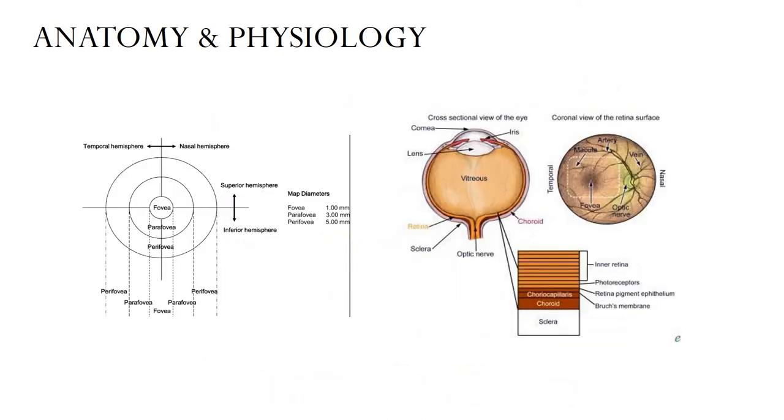Coming to the fovea, we all know it is located temporal to the optic disc. Anatomically it can be divided into fovea, parafovea, and perifovea. The fovea is 1 millimeter in diameter, the parafovea is 3 millimeters in diameter, and the perifovea is 5 millimeters in diameter.